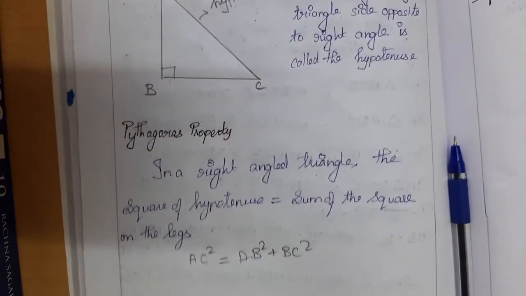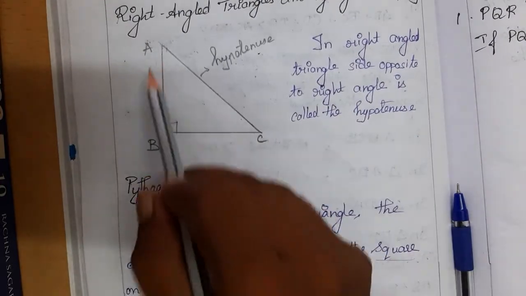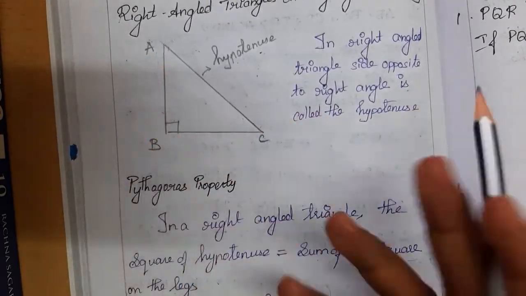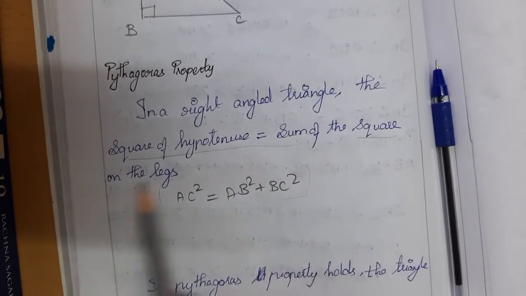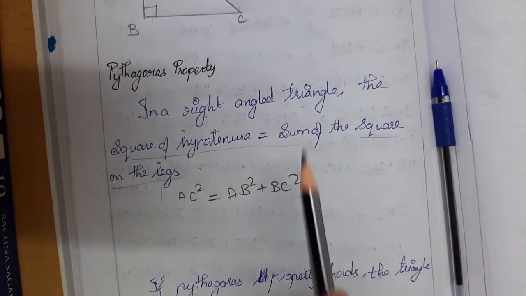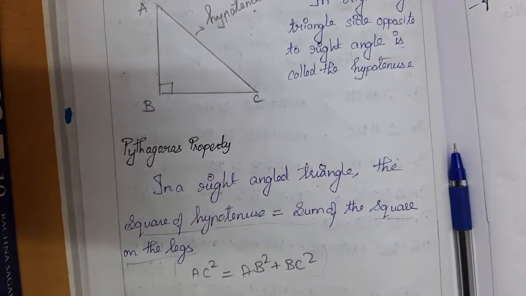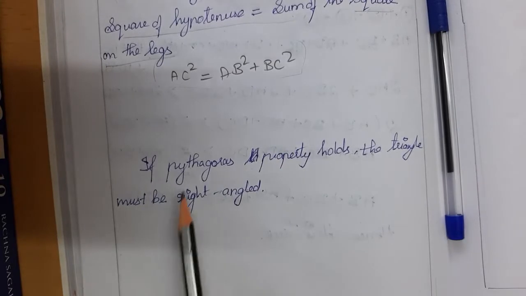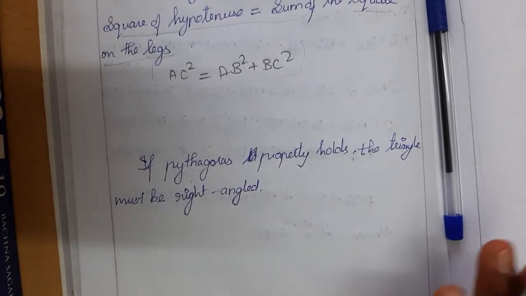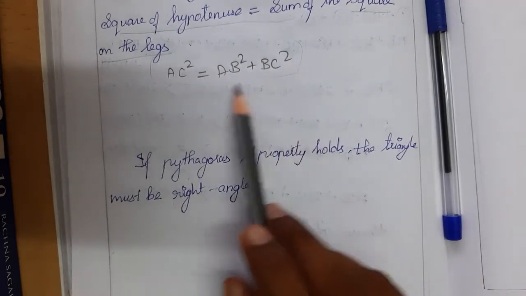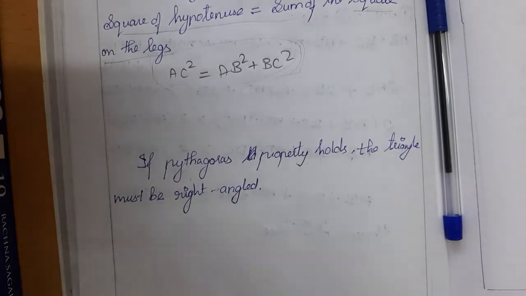But we cannot take this as a fixed formula, since the triangle names will change according to the problem, like ABC, PQR, LMN. So just remember this: the square of the hypotenuse is equal to the sum of the squares on the legs. So if you know the hypotenuse side, then we can find the other two sides. Clear? And next, if the Pythagoras property holds, then the triangle must be right angled. So if it satisfies this condition, then we can say that the given triangle is right angled.